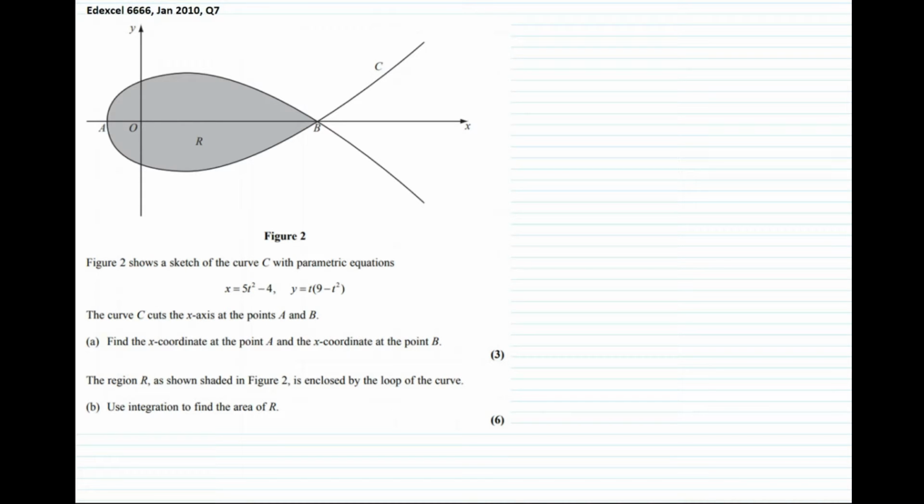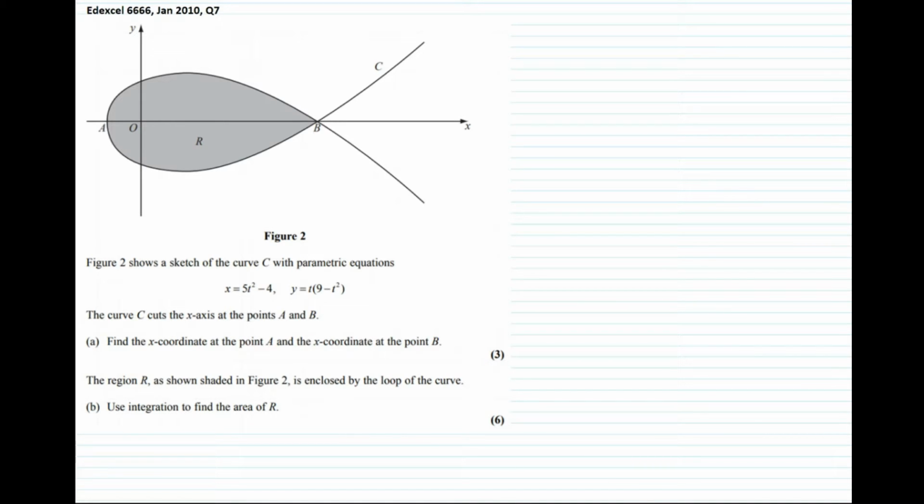In this video, we're going to have a look at integrating parametric curves, in particular finding the area between a parametrically defined curve and the x-axis. So this question says that figure 2 shows a sketch of the curve C with the following parametric equations. x is 5t squared take 4, and y is t times 9 minus t squared. The curve C cuts the x-axis at the points A and B. Find the x-coordinate at the point A and the x-coordinate at the point B.